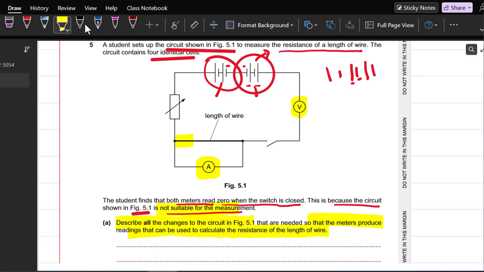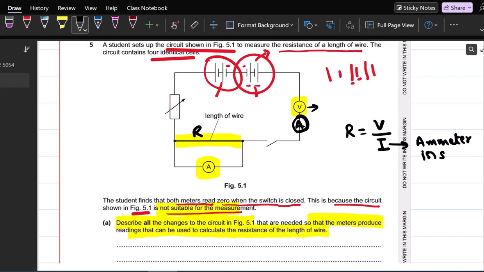This is the length of wire. We have to calculate the resistance of this. अब इसकी resistance find करने के लिए you must know voltage and you must know current. So to find the current, ammeter should be connected here rather than voltmeter. Ammeter is connected in series.